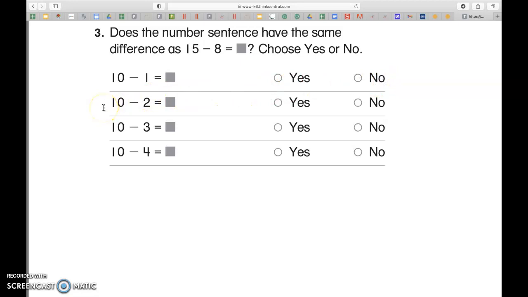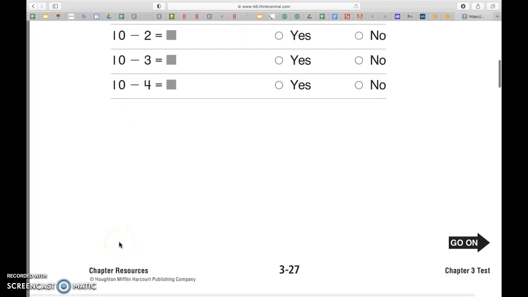10 minus 2. If your answer there is the same as 15 minus 8, fill in yes. If not, fill in no. 10 minus 3, yes or no. 10 minus 4, yes or no.